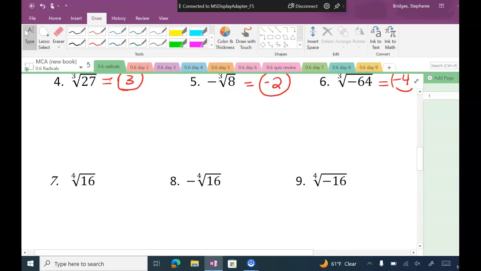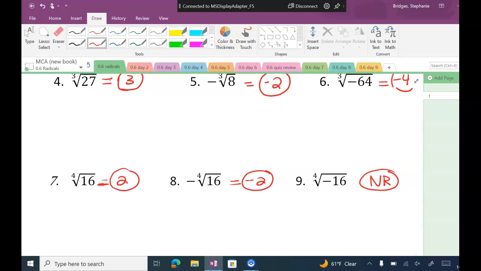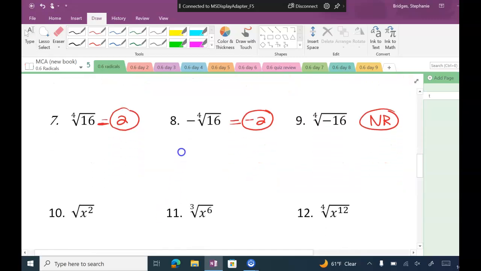What is the fourth root of 16? 2. Okay, that's what I multiplied by itself 4 times to get 16. What about a negative fourth root of 16? Negative 2. And what about the fourth root of negative 16? Not real. Okay, the index is even, so therefore we cannot take a root of a negative number. Okay? So maybe if I start going too fast, y'all got this, so it's okay.